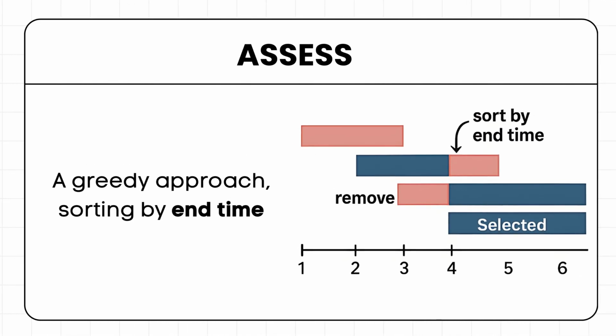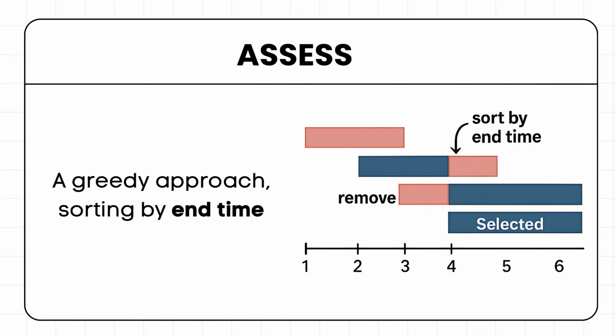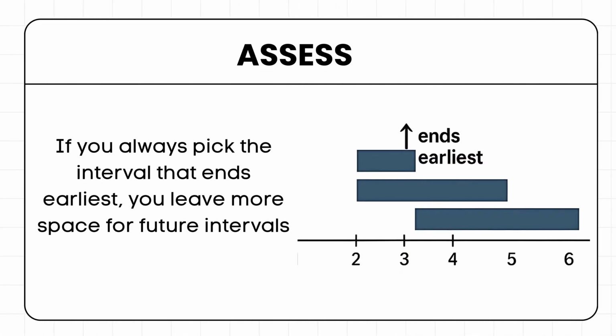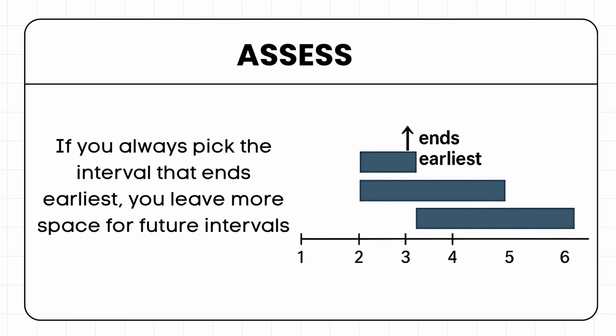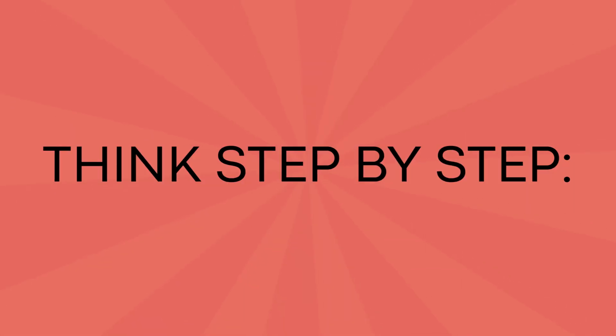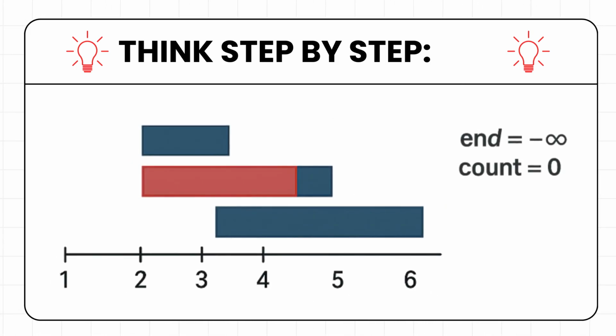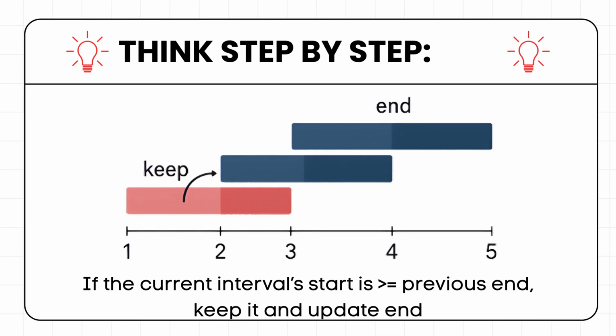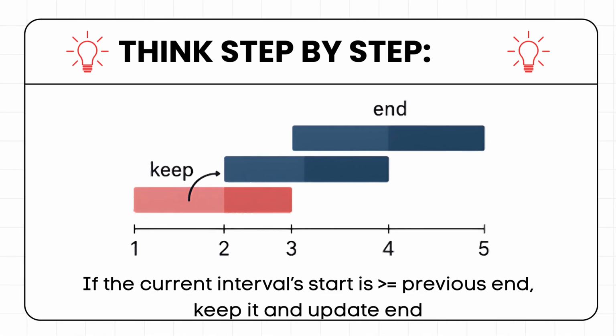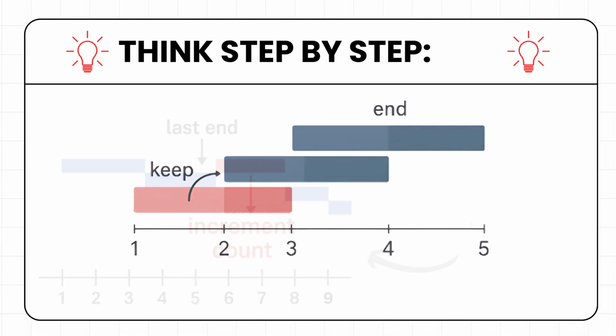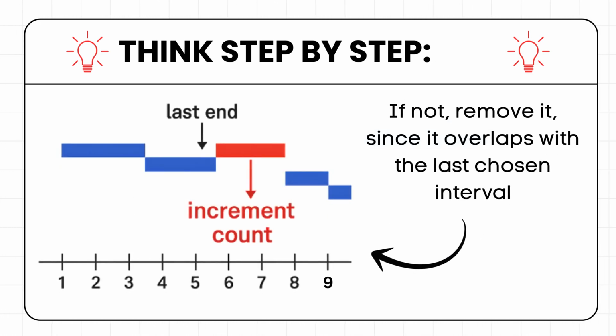A greedy approach, sorting by end time, works best. If you always pick the interval that ends earliest, you leave more space for future intervals. Classic greedy logic. Sort intervals by end time, not start. Initialize end to -infinity and count to 0. Loop through the intervals. If the current interval start is greater than or equal to the previous end, keep it and update end. If not, remove it and increment count, since it overlaps with the last chosen interval.